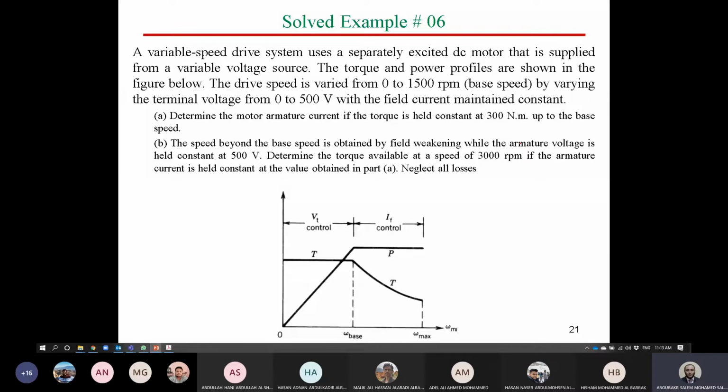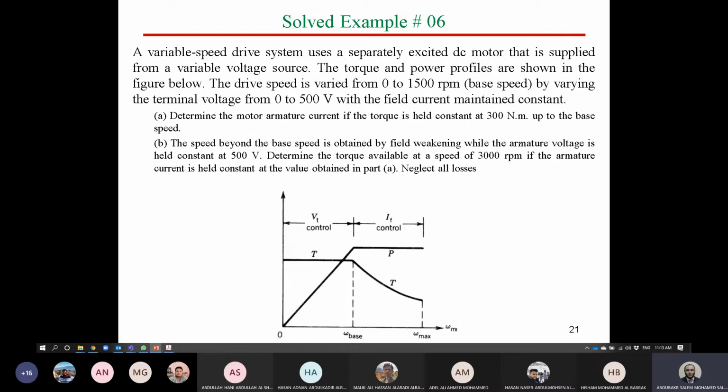Another example here for a variable speed DC motor. So we have a variable speed drive system. Drive, Shabab, means the power electronics converter along with the machine. This is called the drive. So this power electronic converter along with the motor are used to control the speed in order to be variable speed.